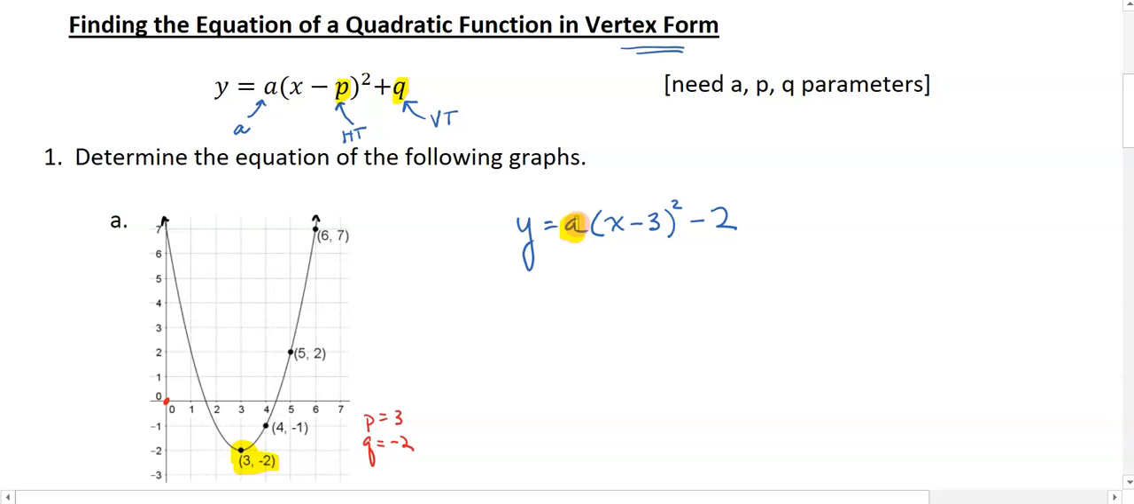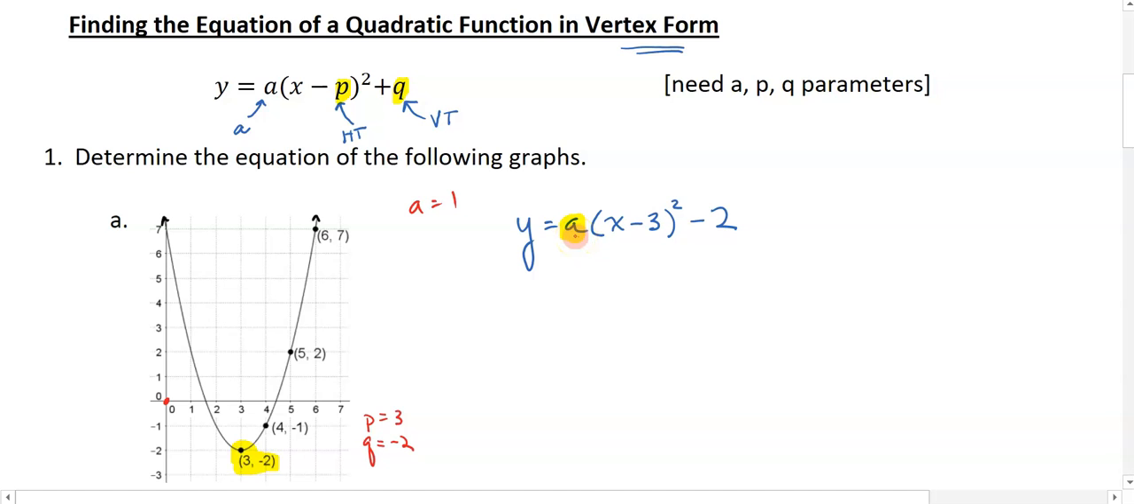A describes the shape. Well, first off, I know it opens up, so I know A is positive. Second, I know that when A is 1, it follows the shape of over 1 up 1, over 2 up 4, over 3 up 9. If it goes over 1 up twice 1, over 2 up twice 4, then we know A is 2, and we can just substitute 2 in for A.